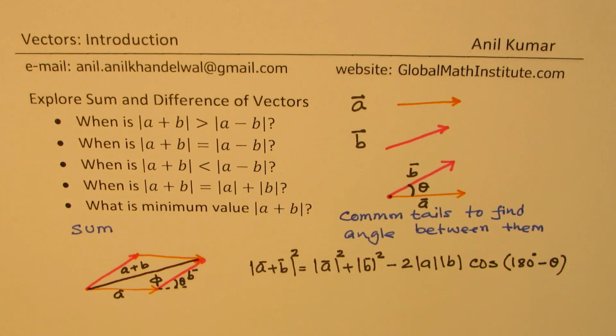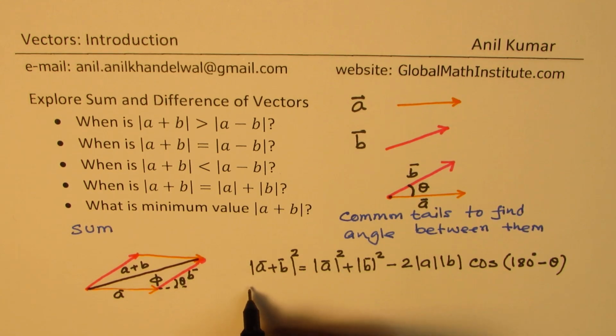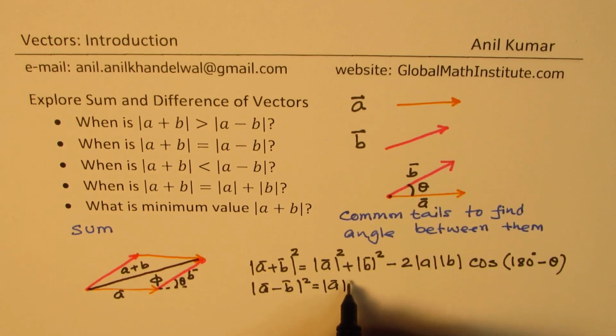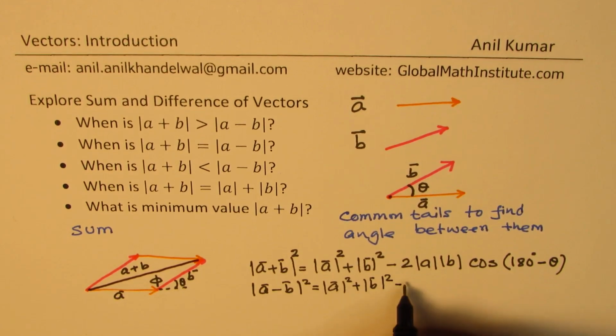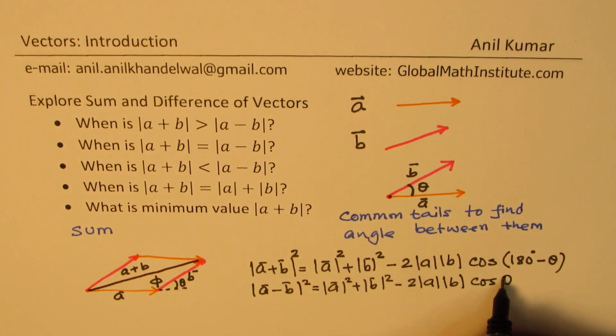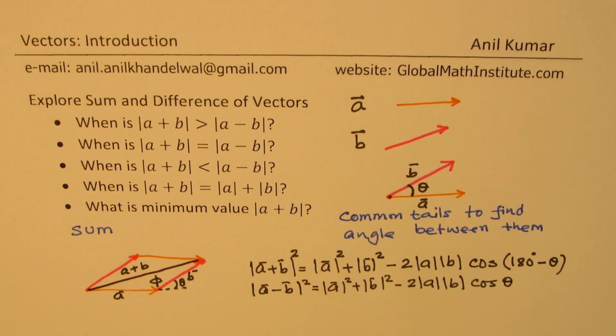Now in case you want the difference, what expression do you get? The magnitude of A minus B, whole squared, equals the magnitude of A squared plus the magnitude of B squared, minus 2 times magnitude of A times magnitude of B times cosine of the angle theta itself. So that is the other diagonal, right? Let me show you the difference here.